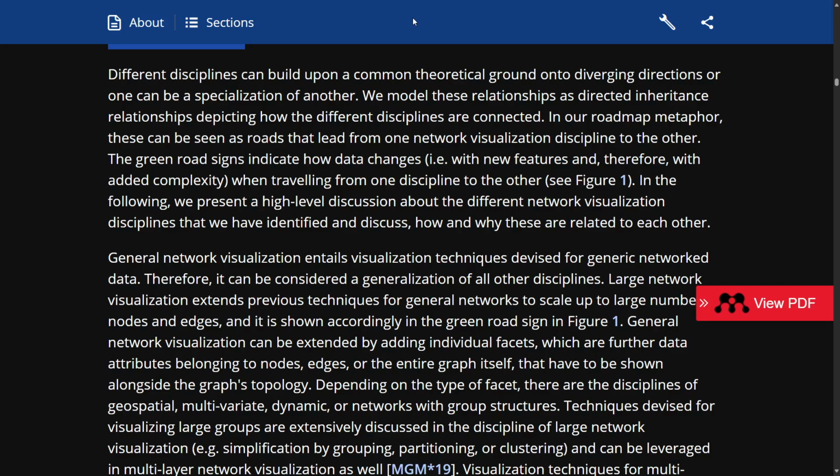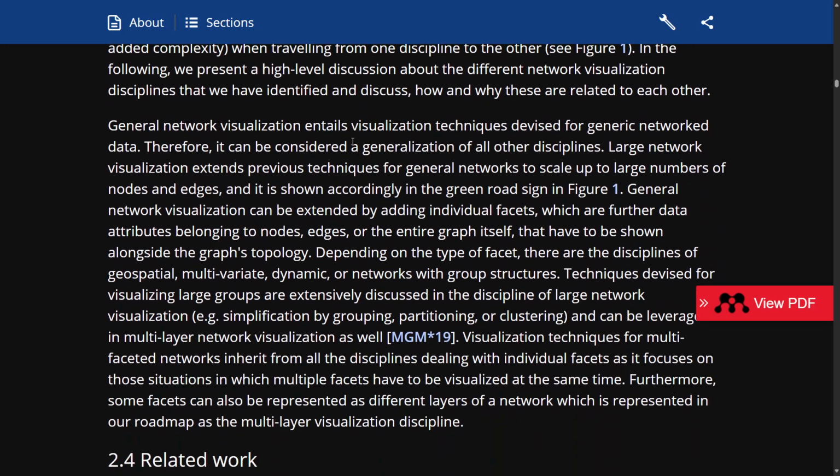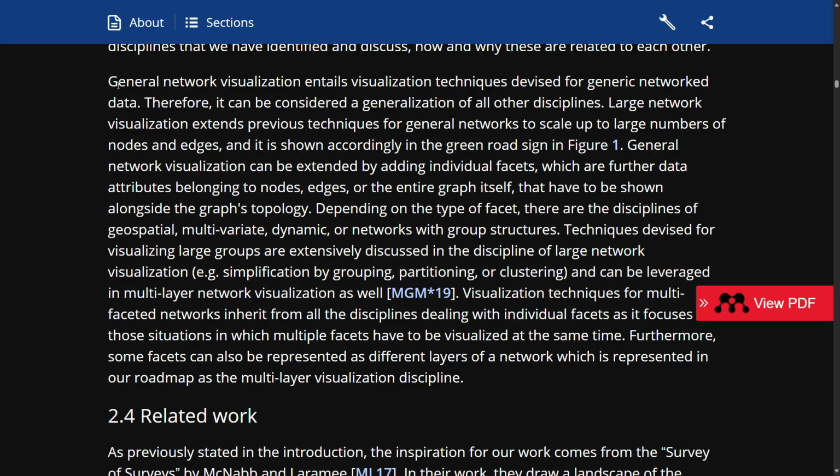General network visualization entails visualization techniques devised for generic network data. Therefore, it can be considered a generalization of all other disciplines. Large network visualization extends previous techniques for general networks to scale up to large numbers of nodes and edges, and it is shown accordingly in the green road sign in Figure 1. General network visualization can be extended by adding individual facets, which are further data attributes belonging to nodes, edges, or the entire graph itself, that have to be shown alongside the graph's topology.